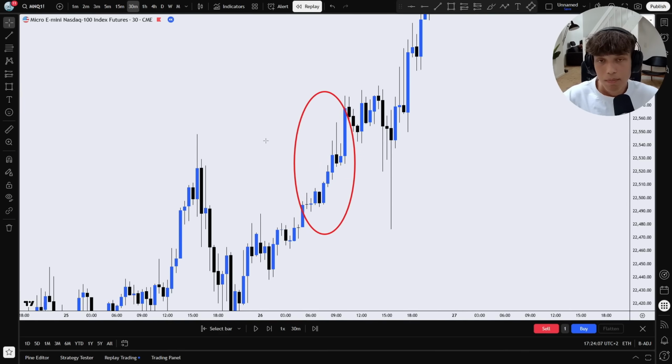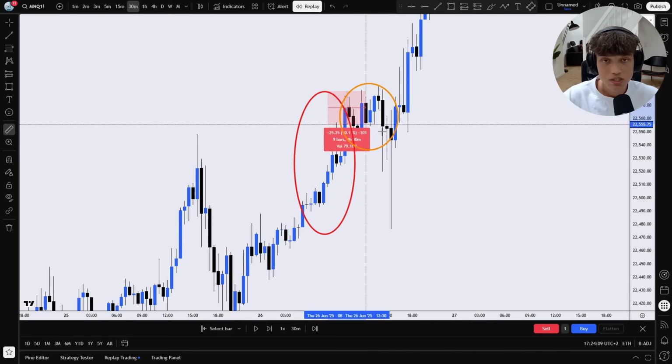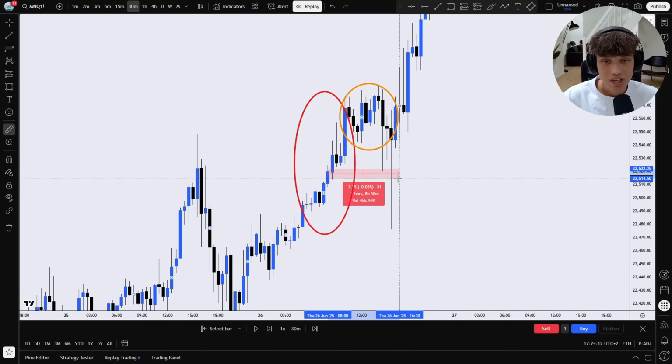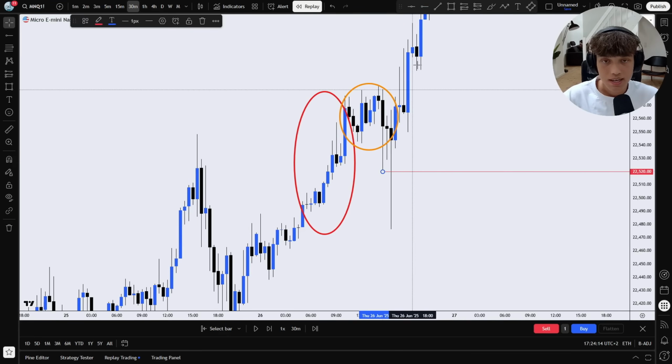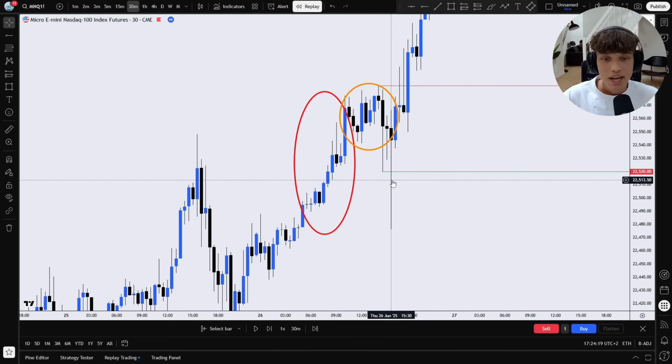Then what happens at pre-market open? We start moving sideways, right? Just generating buy-side liquidity and sell-side liquidity down here. So we mark out the sell-side and buy-side liquidity up there, right? Above previous highs, below previous lows. Now, what happened at market open?